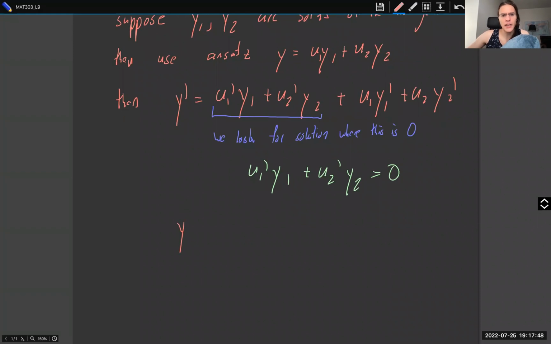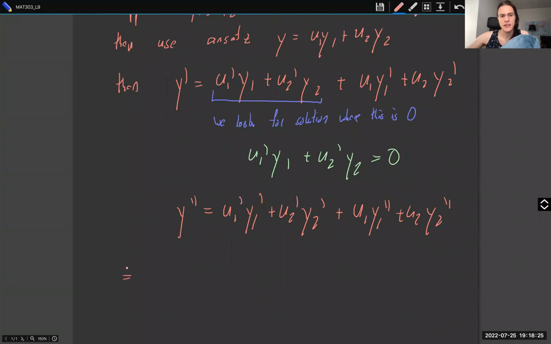Then y'' is equal to, well, this term vanishes, so we are taking the derivative of this, and we get u1' y1' plus u2' y2'. Now we don't have any more degrees of freedom, so this equation stays. And then we get plus u1 y1'' plus u2 y2''.